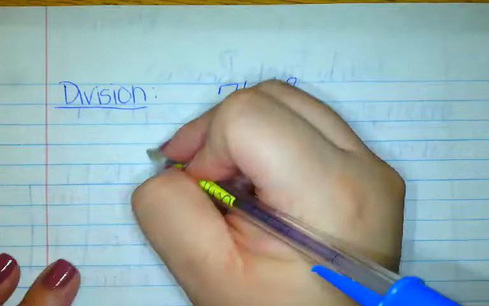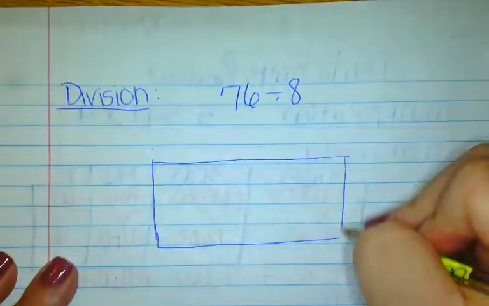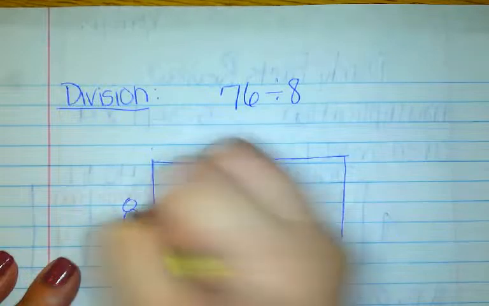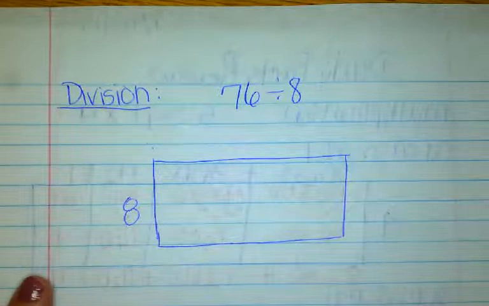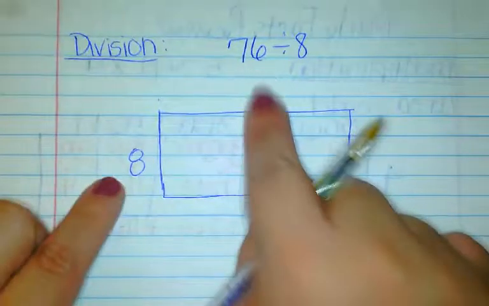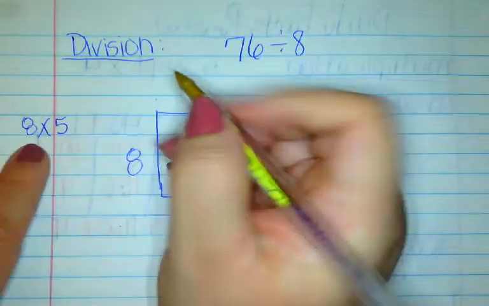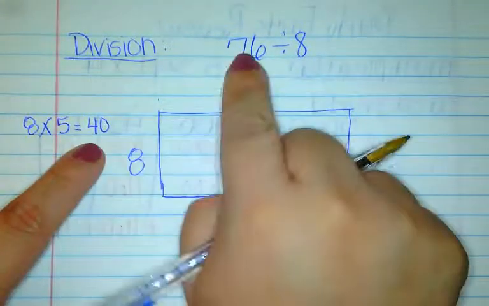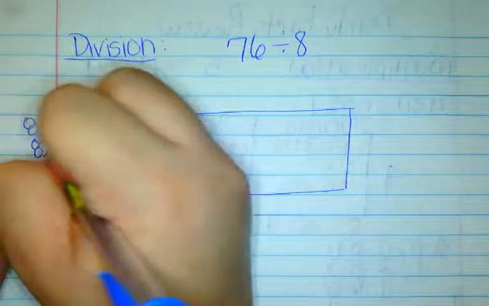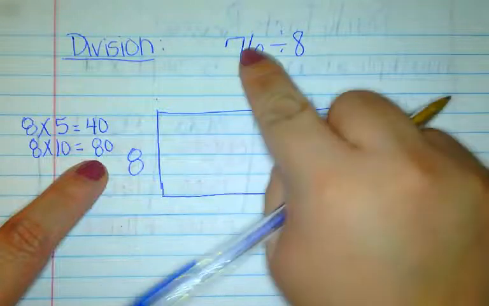Once I draw my box, I'm going to put the 8 outside and the 76 inside. First, I need to get to a number that is close to 76. I know that if I do 8 times 5, like I told you to start at, 8 times 5 gives you 40. Can I still go higher? Yes. Okay, 8 times 10 is 80.